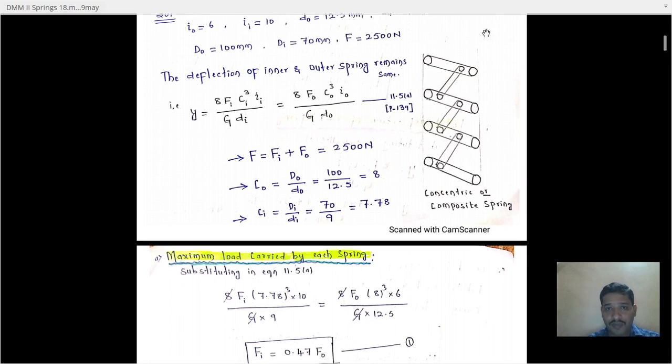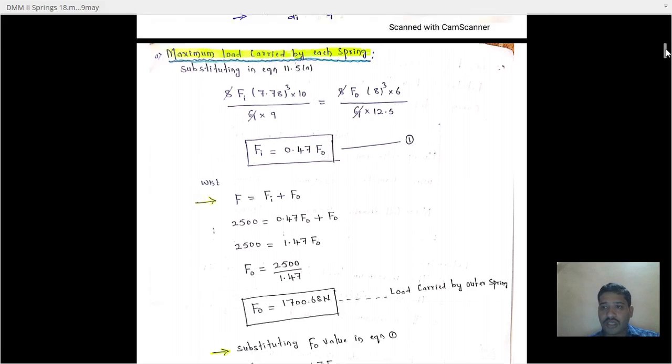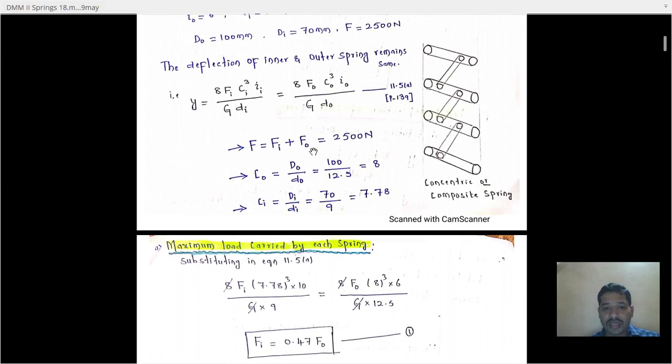You can see total force F. How much is given? 2500 Newton is already given here. So this means that inner force plus outer force should be equal to the total force. How much total force is acting on the spring? 2500 Newton is already given.